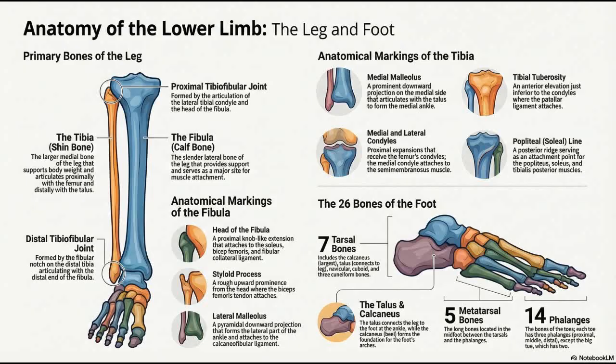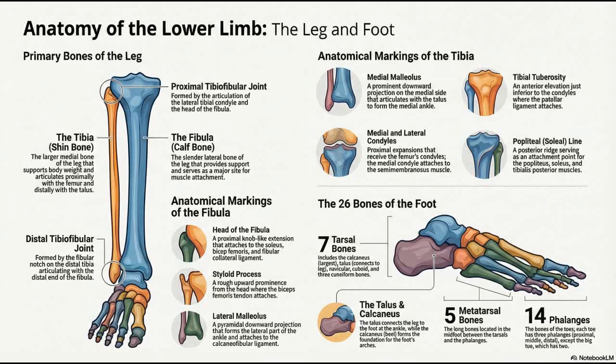Now we move to the metatarsals, the body of the foot. Numbered I to V, from medial to lateral. So metatarsal I is behind the big toe. Metatarsal V is behind the little toe. These look like miniature long bones. They are. They have a base at the proximal end, a shaft, and a head at the distal end.